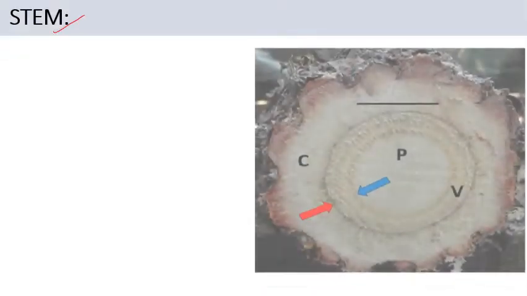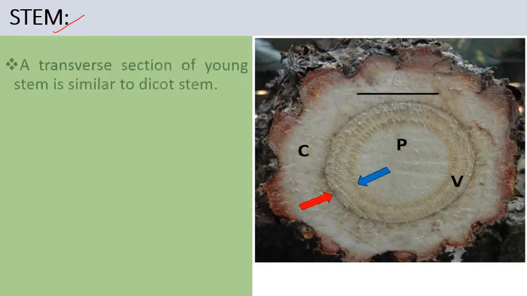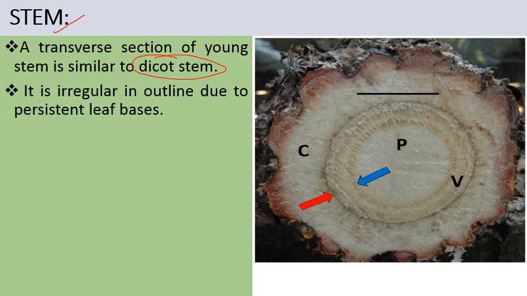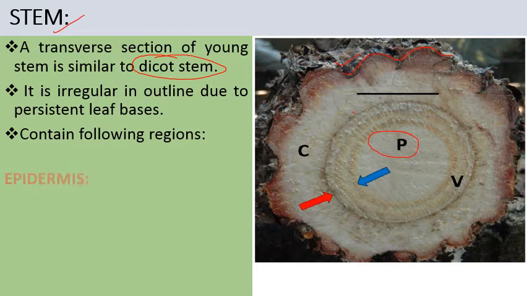Next comes stem. The internal structure of the stem is similar to that of a dicot stem. In this region we can see that it has an outer wavy outline. The epidermis is wavy, not entire. Then it is followed by the cortex, and inner to this is the endodermis. Then comes the pericycle, and finally the xylem and phloem, and inner to this is the pith.